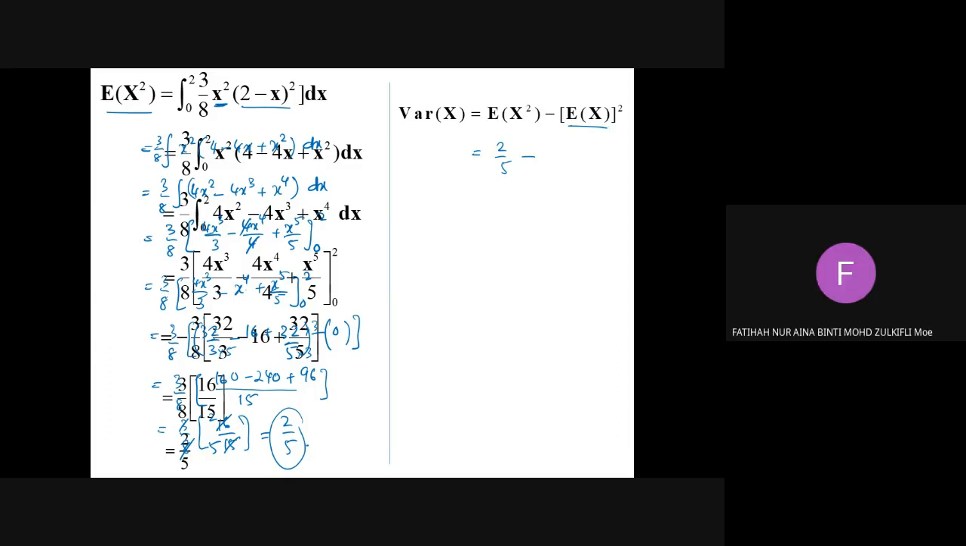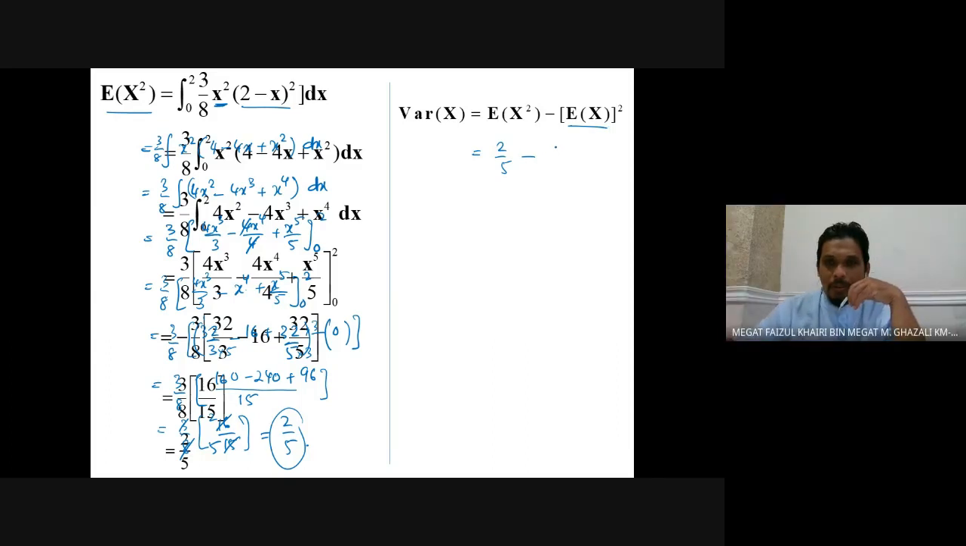So now variance equal to E of x squared minus E of x in bracket squared. Okay, so for E of x squared, we just found it just now, 2 over 5. So what is the value of E of x just now? Question number 1. 1 over 2. Okay, good. Squared. So then 2 over 5 minus 1 over 4, make it 20. So 5 times 4, 2 times 4, and 1 times 5, which is 8 minus 5 equal 3 over 20.